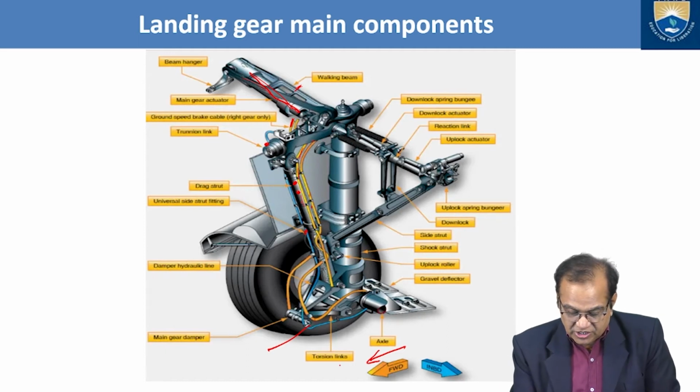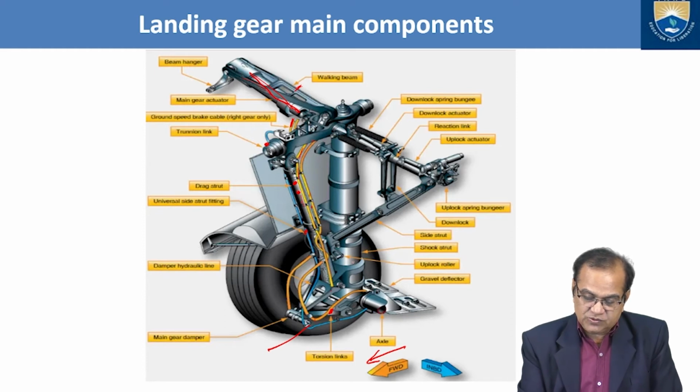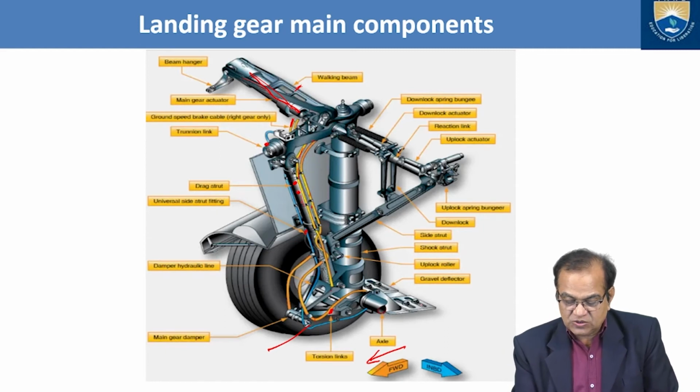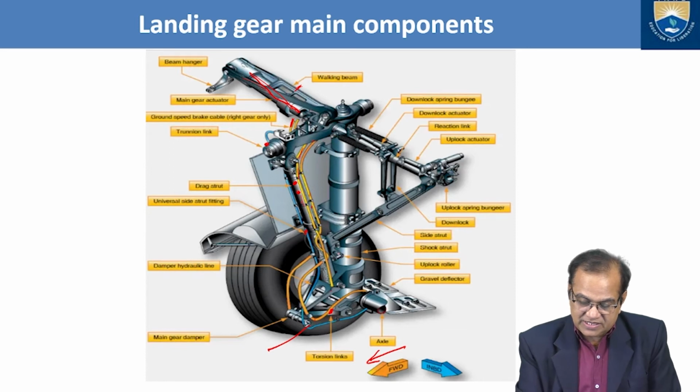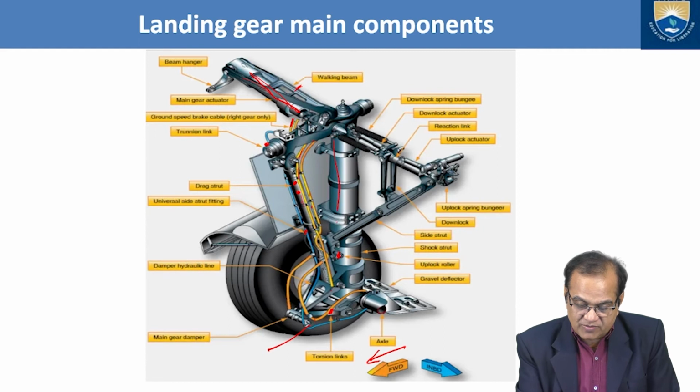Then we have the torsion link. This is the axle, which is joining the wheel to this shock strut. Then we have the gravel deflector. This is used to deflect the stones and other small items. This is the uplock roller. This is called the shock strut. This whole system from here to here is the shock strut.